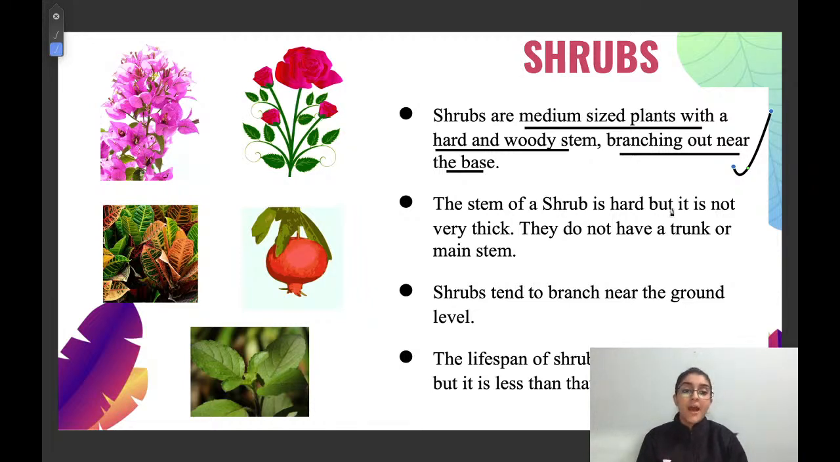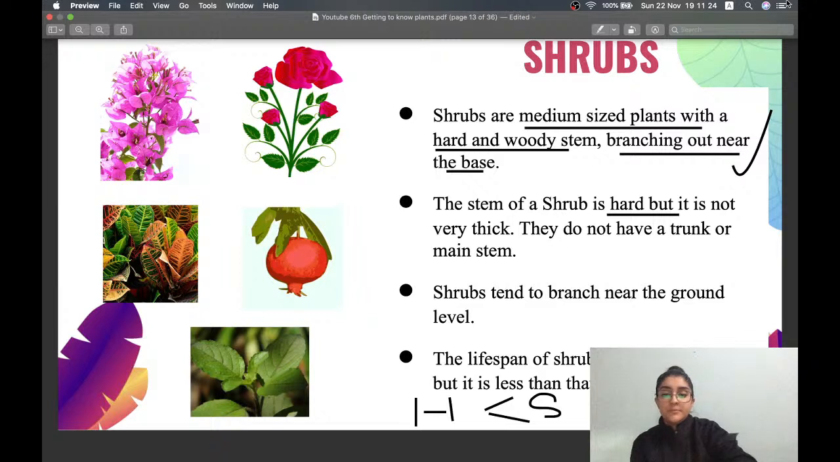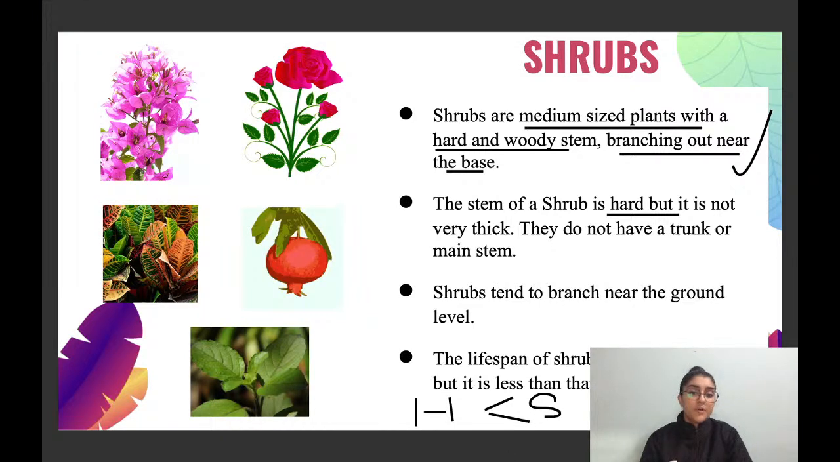So shrubs have hard stems, but however their main stem is not as hard as a trunk. So their lifespan would be more than the herbs. However, it would be less than the trees.